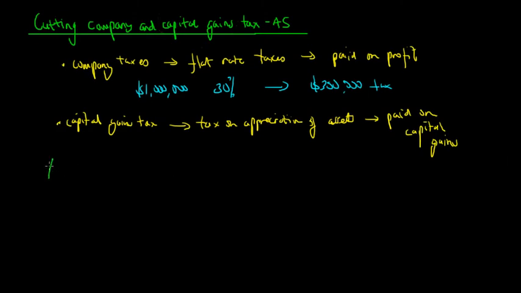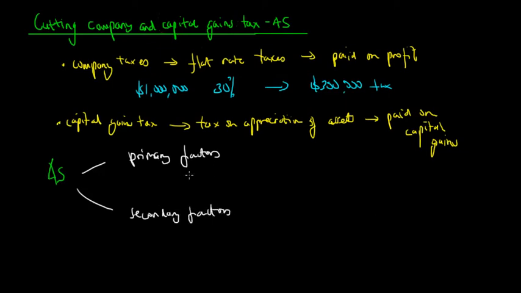Let's look at aggregate supply now. Aggregate supply is determined by two things. Firstly, we have our primary factors of production, and secondly, we have our secondary factors of production. As we've talked about numerous times, our primary factors of production are land, labor, and capital. Our secondary factor of production is productivity.